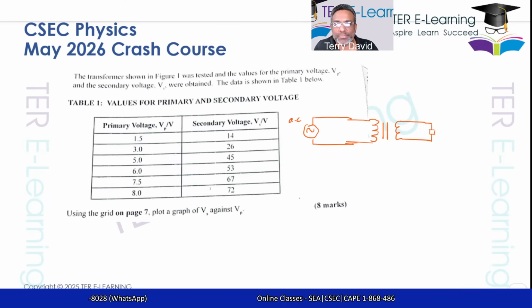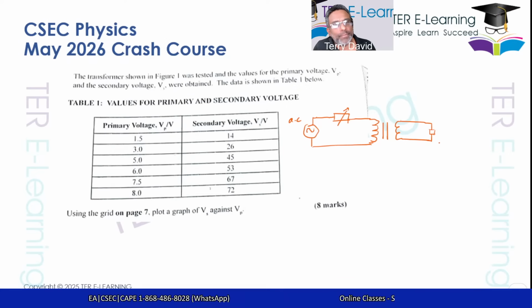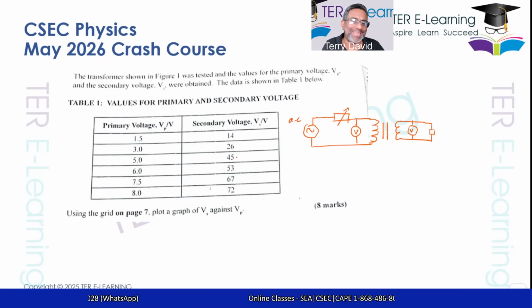I'm going to make a slight adjustment to my diagram. Hold on. So first of all, we need to be able to adjust the voltage on the primary. So what you can do is just use a variable resistor here. We are going to measure your input voltage here using a voltmeter. So you connect a voltmeter across here. We also connect a voltmeter across here as well. So those two voltmeters are going to give us the corresponding values for the primary voltage and the secondary voltage.